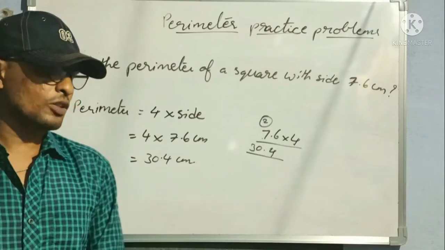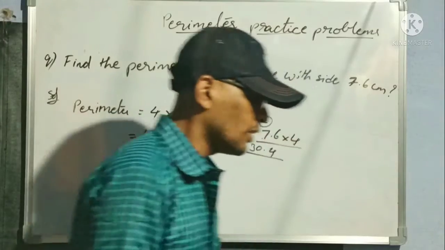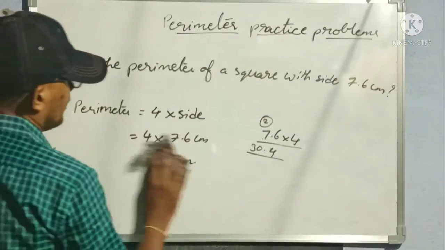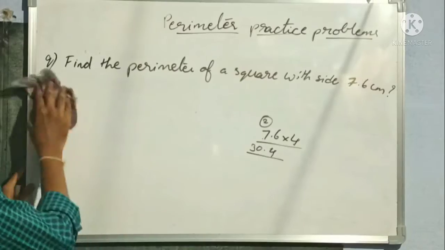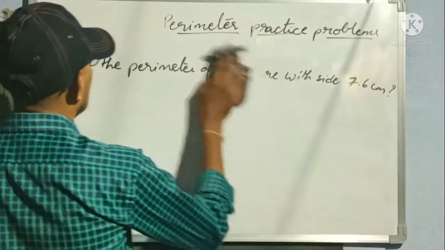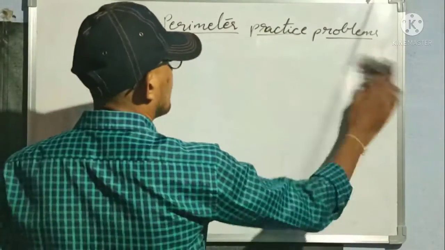Understood? That's why. Next, this is the third example. Now, when the perimeter is given, find out the side. How to do that? Let us discuss.